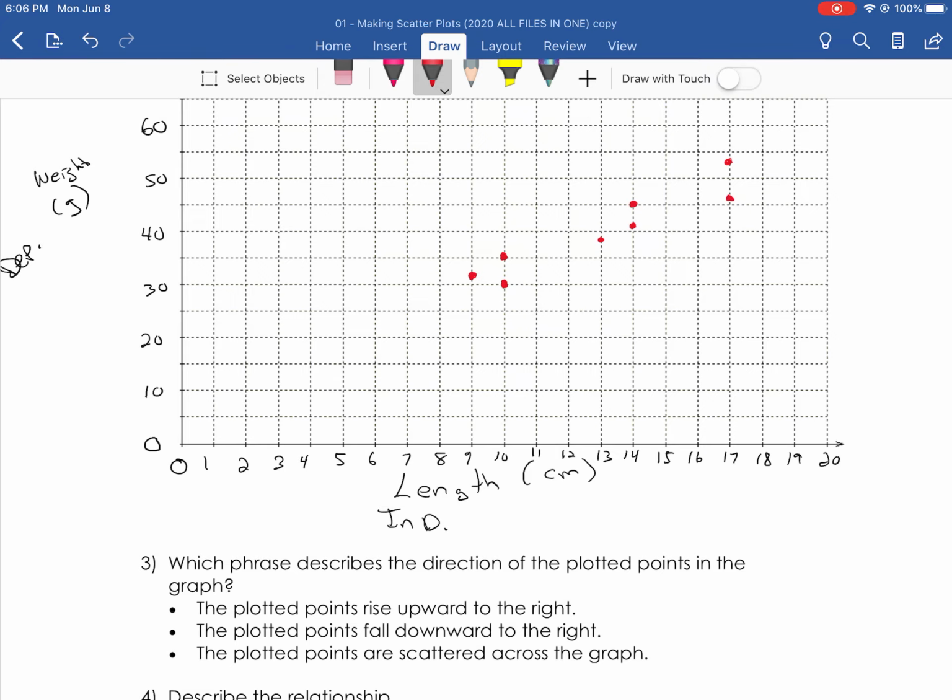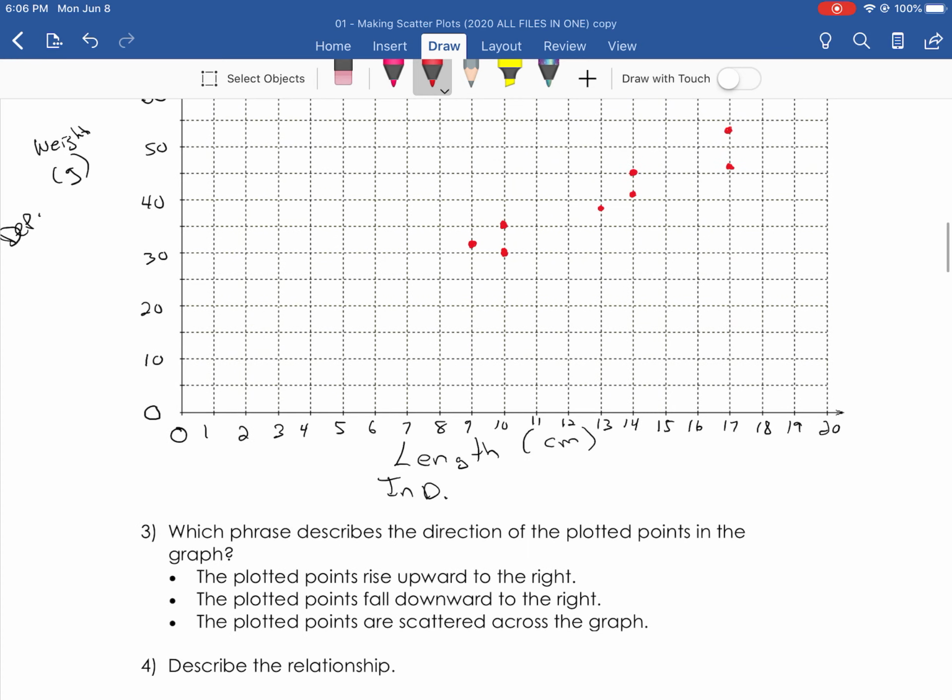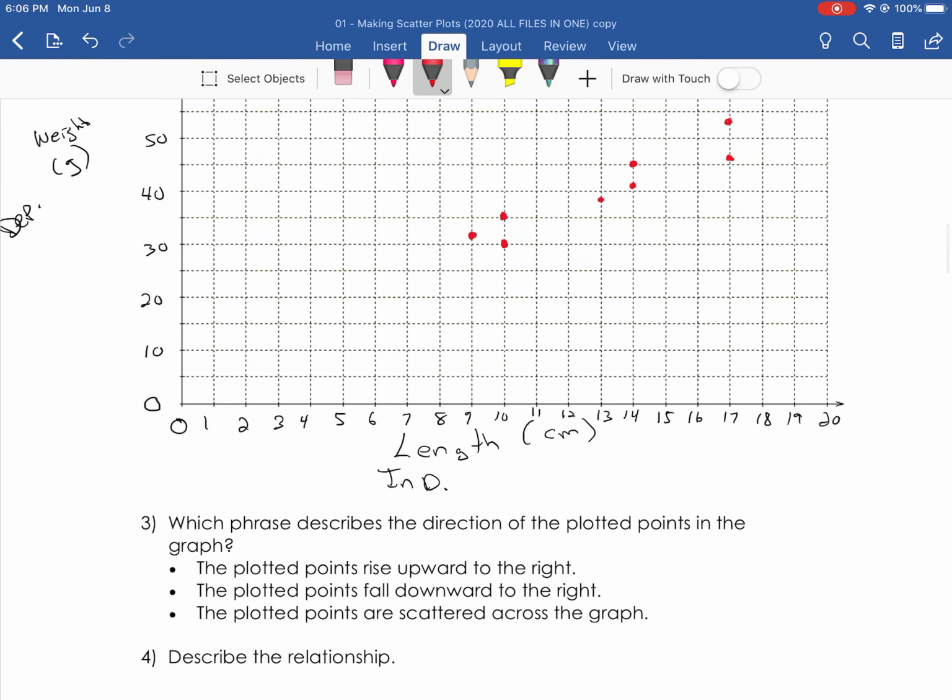Got some questions to answer here. Which phrase describes the direction of the plotted points? The plotted points rise upward to the right. Yeah, that's the one. Right off the bat. The next one says fall downward to the right. No, they don't do that. The plotted points are scattered. Well, they are sort of scattered, but there is a trend here. So I see an upward trend, as you would expect, I think, from puppies.